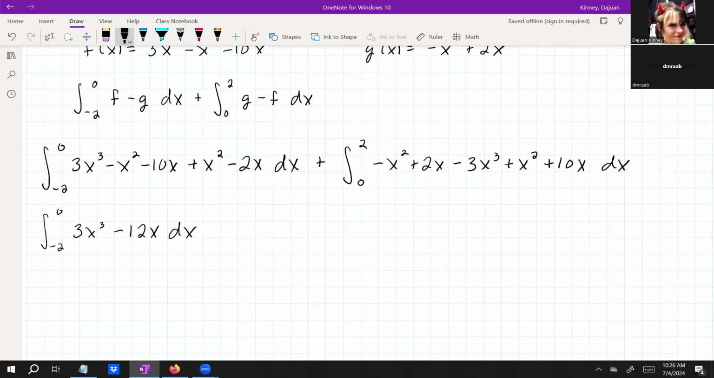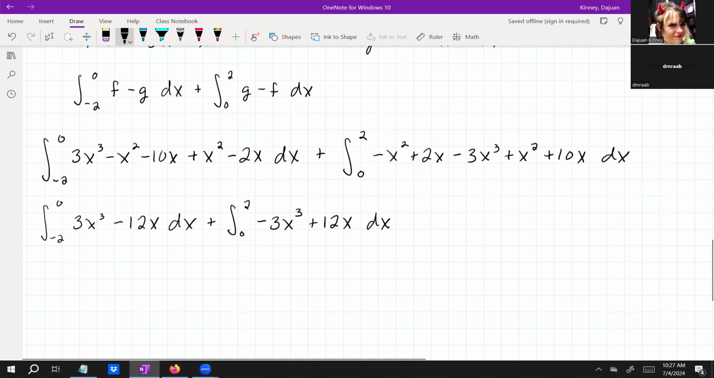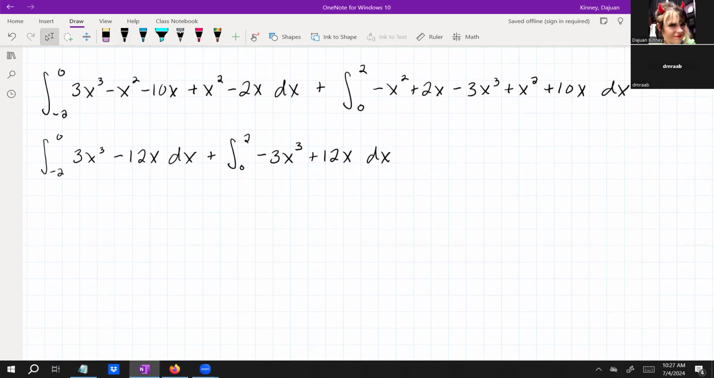All right, those cancel. I get -3x cubed plus 12x dx. Oh, fireworks are going off again. Thank you, neighbors. Okay. Now we integrate. So I get -3/4 x to the 4th plus 6 x squared. I'm going to go from -2 to 0 plus, hey, it's going to be the same thing but backwards.